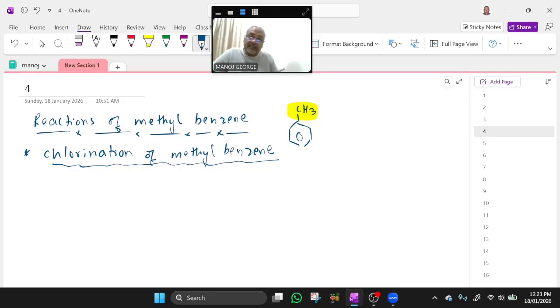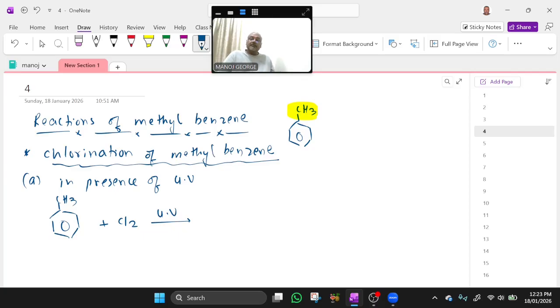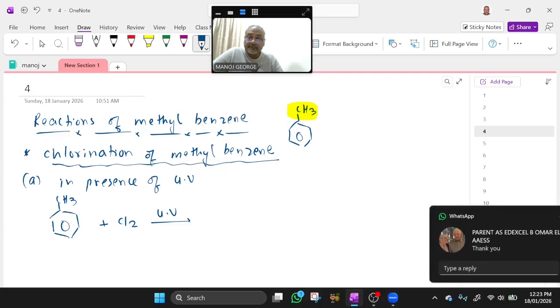So there are two kinds of reactions which can actually happen. Have a look at this one. In presence of ultraviolet, now, if you react methyl benzene with chlorine in presence of ultraviolet, do you have any idea what will happen? Could you mention it in your Zoom chat?